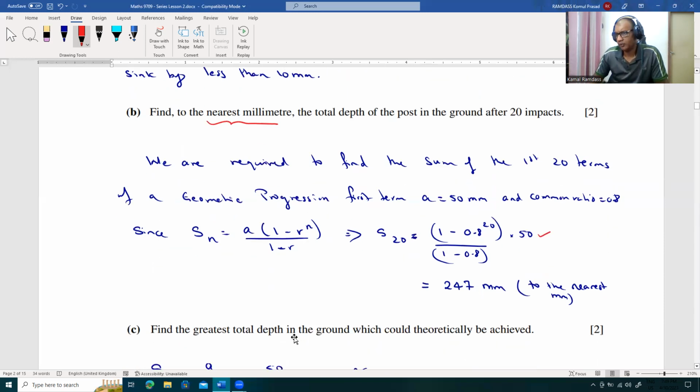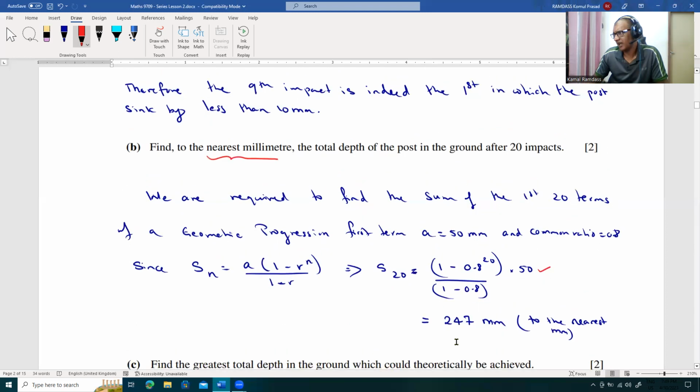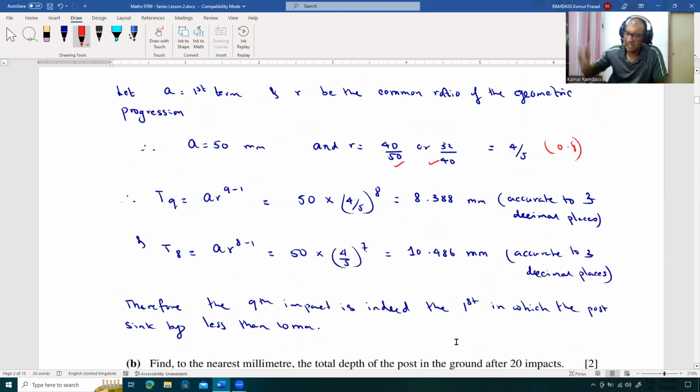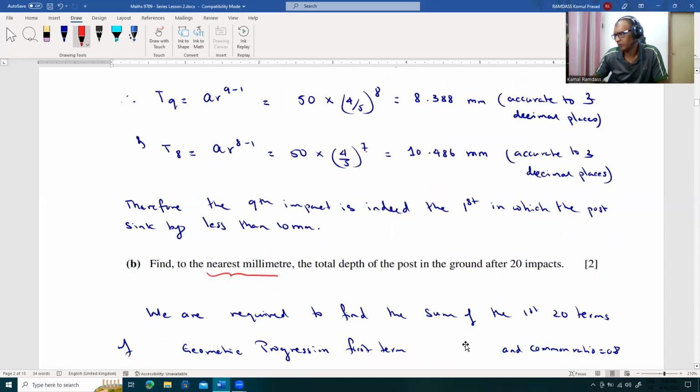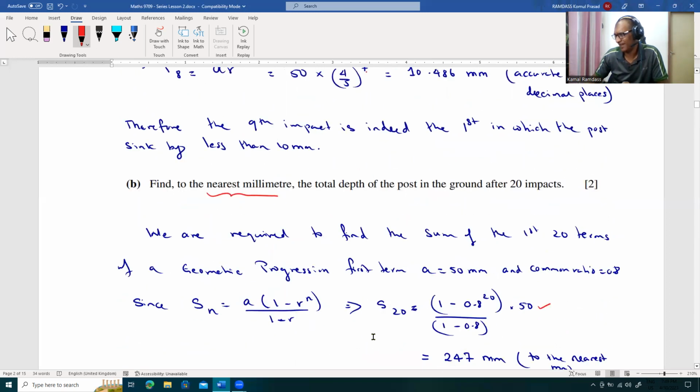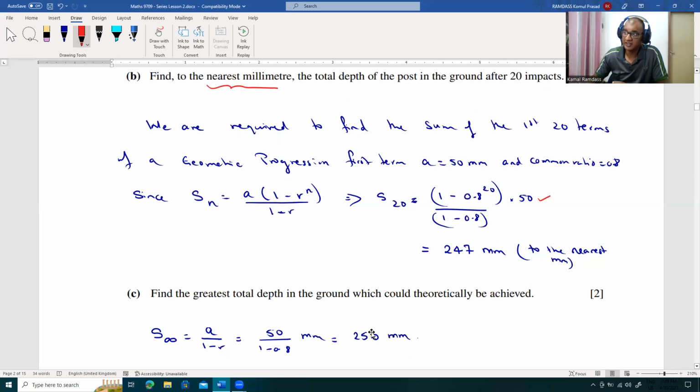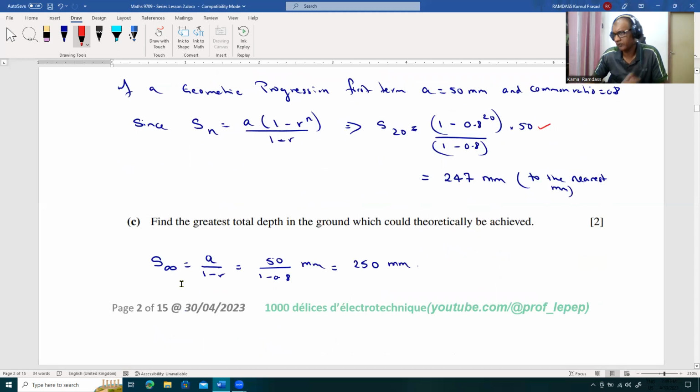OK. Et puis, il y a: find the greatest total depth in the ground which could theoretically be achieved. Ça veut dire, si vous tapez up to infinity, c'est le maximum qu'il peut enfoncer. OK? Parce que c'est un common ratio de less than 1, it is a convergent geometric progression. OK? Et the sum to infinity is a over 1 minus r. C'est 50 divisé par 1 moins 0,8, c'est 250 mm. OK.